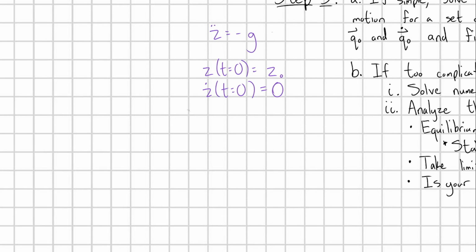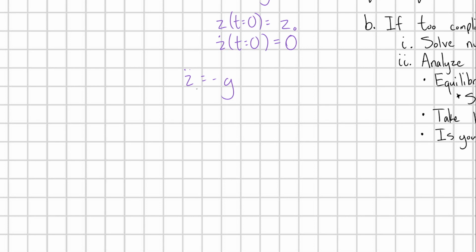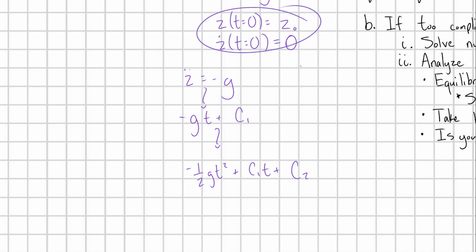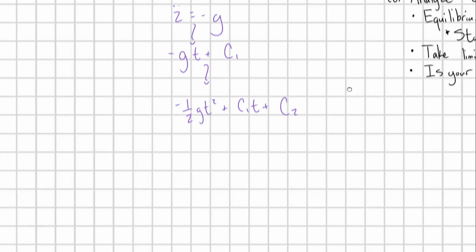Well, of course, this is a very simple differential equation. So z double dot equals minus g. We literally just integrate this twice. So the first integration is going to give us minus gt plus c1. The second integration is going to give us minus 1/2 gt squared plus c1t plus another constant c2, right? And next we go ahead and we apply these initial conditions.